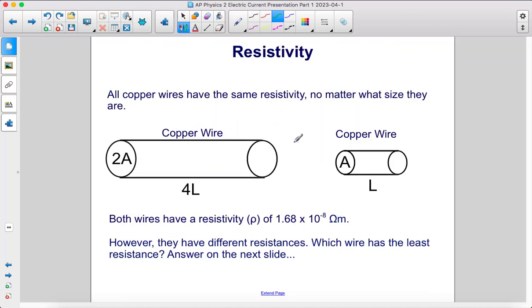All copper wires have the same resistivity, no matter what size they are. So here we have two different wires, two different cross-sectional areas, two different lengths, but they're both made of copper. So both wires have a resistivity of 1.68 times 10 to the negative 8 ohm meters. However, these wires do have different resistances. Which wire has the least resistance? Answer on the next slide.